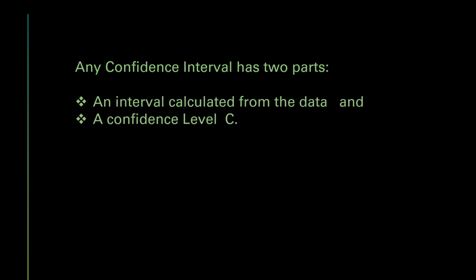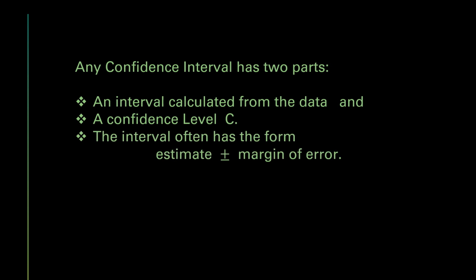Any confidence interval has two parts. They are an interval calculated from the data and also a confidence level C. Say for example, 95% is the confidence level. The interval 2.8 to 7.3, that will be the interval calculated from the data. So the interval often has the form an estimation plus or minus margin of error.